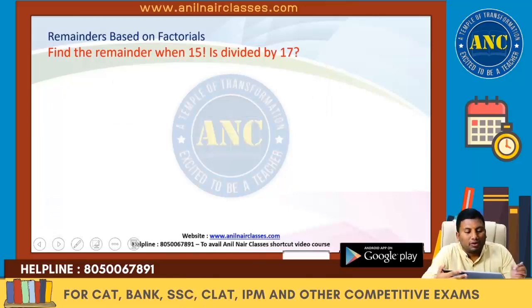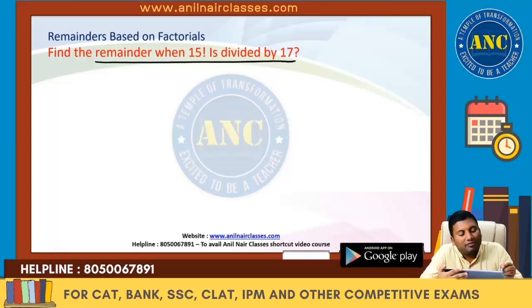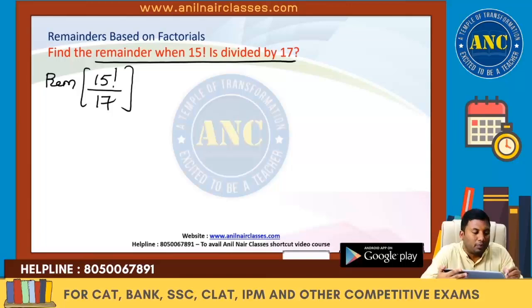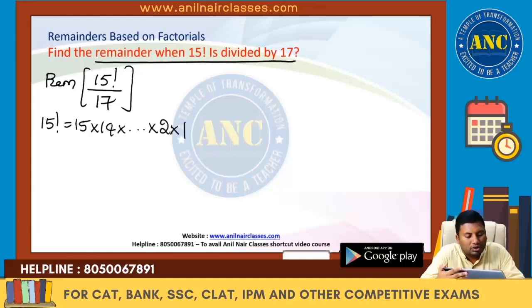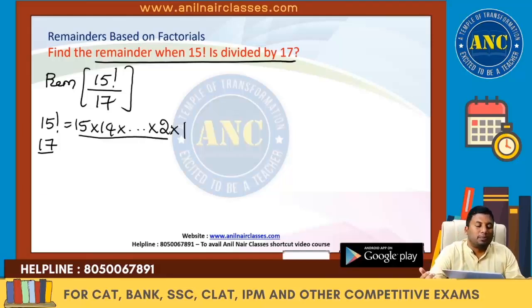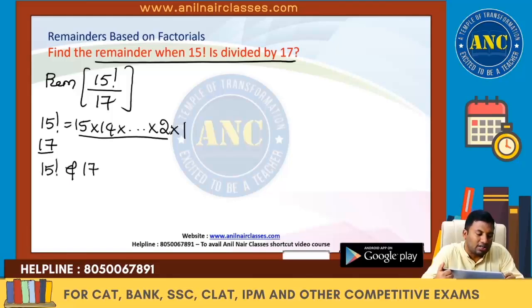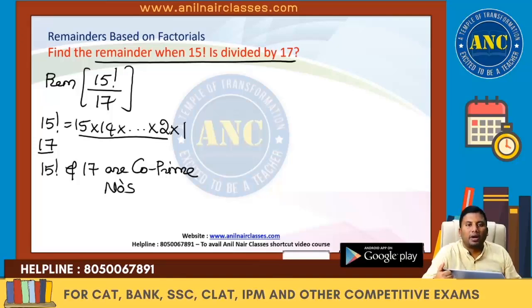Now another beautiful question. Find the remainder when 15 factorial is divided by 17. Now first important observation. 15 factorial is 15 into 14 into 13 and so on up to 2 into 1. 17. There is no factor common that is present in 15 factorial and 17. 15 factorial and 17 are co-prime numbers. Are you all with me?